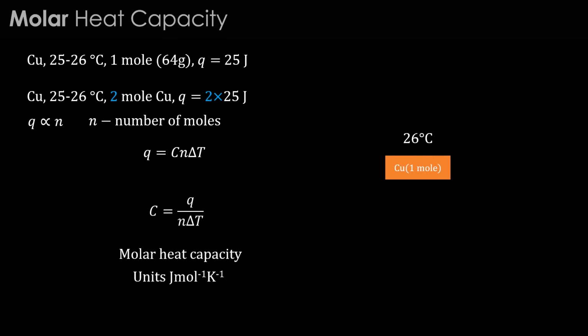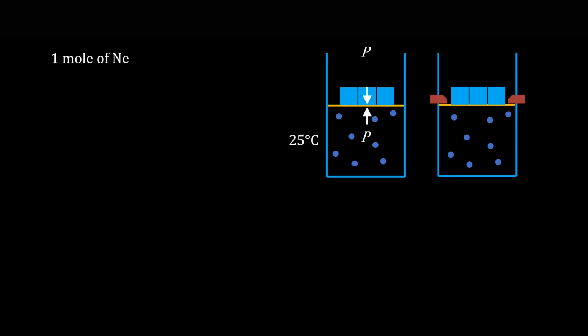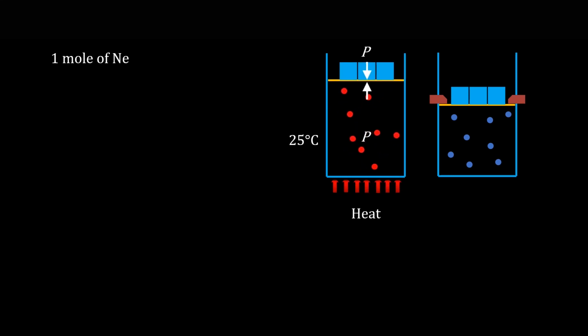Let's take a gaseous system where we will get further insights into this quantity. 1 mole of neon is at 25 degrees in both these containers. In the first case, the piston is not constrained, so when the heat is supplied, it moves. The temperature also increases to 26 degrees Celsius. The weight on the top has not changed, so the pressure is constant.